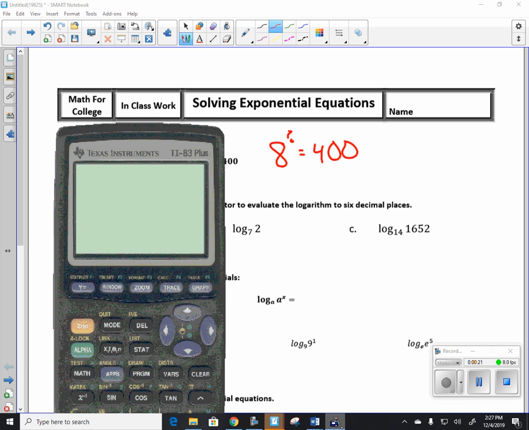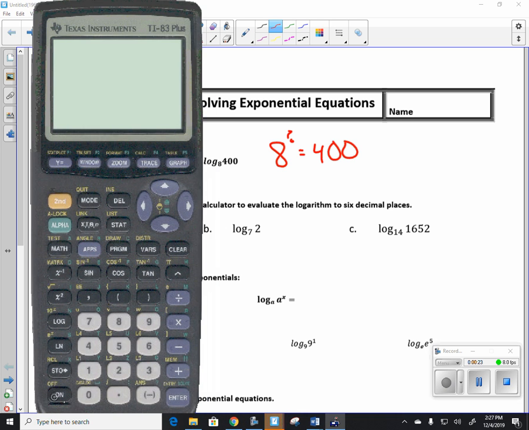Somebody make a guess. I've got 4 out there. We'll try that. Turn my calculator on, and I go 8 raised to the 4th power. We get 4,096. Okay, so that's not right. Somebody else. 8 raised to the 3rd, that's too much, right?